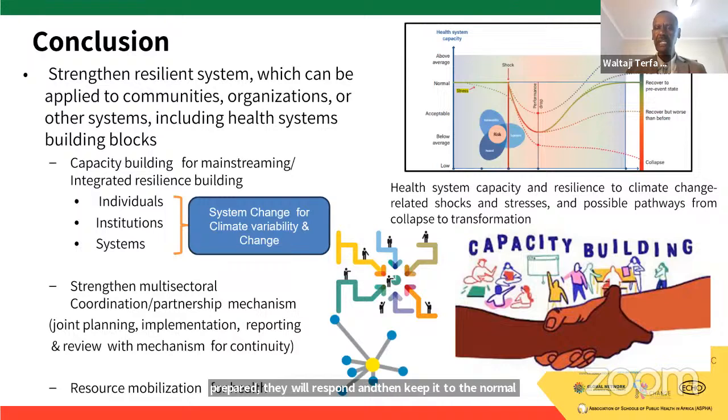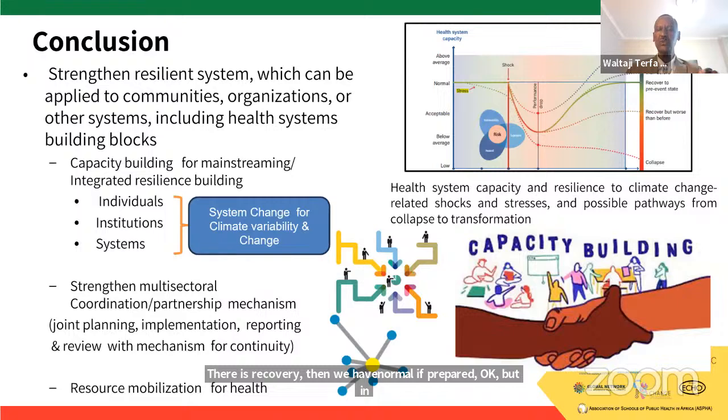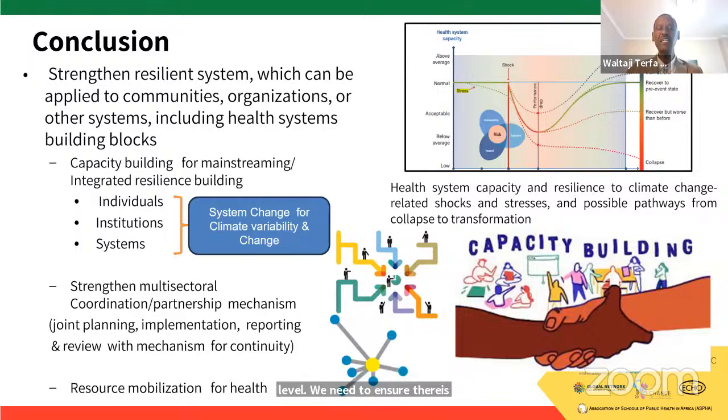But in most cases in Africa, it is getting collapsed. So we need to recover, but more than before. There is recovery, but it is worse than before. And then we have normal if preparedness is okay. But in terms of those vulnerable areas, we need to move above normal, to an advanced level, because we need to ensure resilience through adaptation. That is why we need vulnerability and adaptation assessment for climate change, including the vulnerability assessment. I think in this course, this is going to be covered.